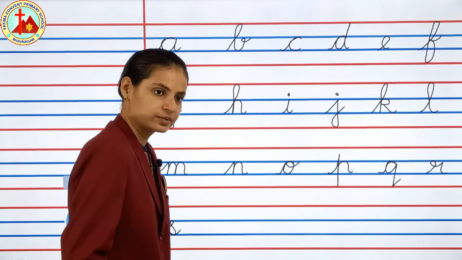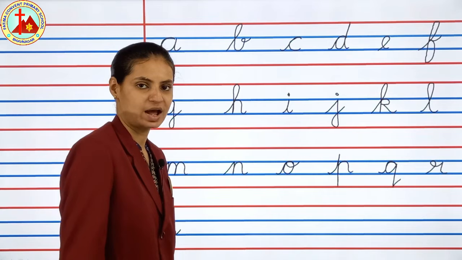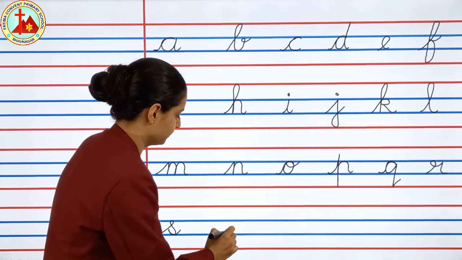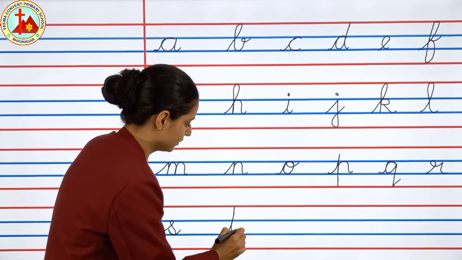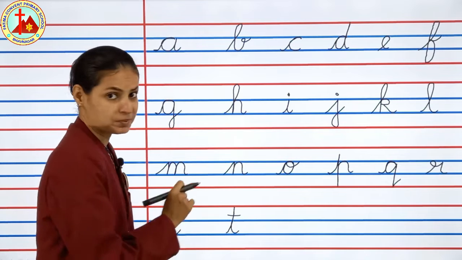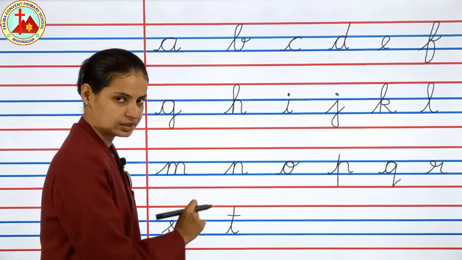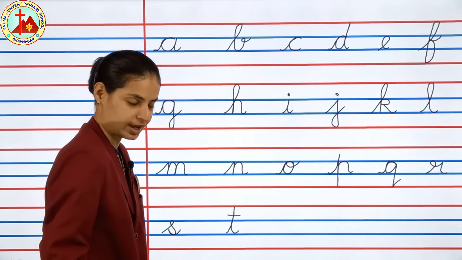After S, which letter will come? Yes, my dear children, you have to say now. Yes. T. T we will write under the letter N. Don't make loop in the T. Under the letter N, I have written T. Put dash on T and touch the top red line.